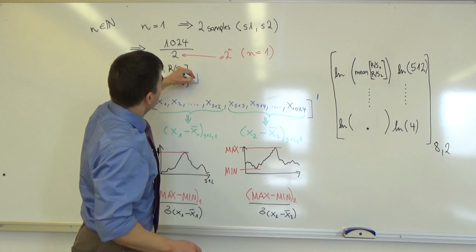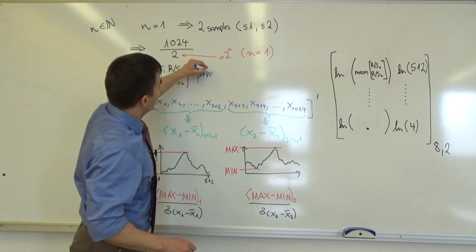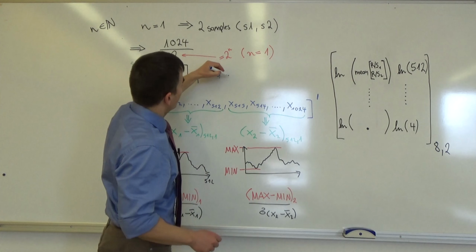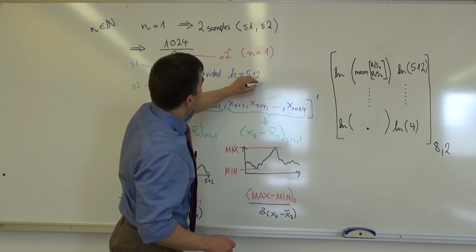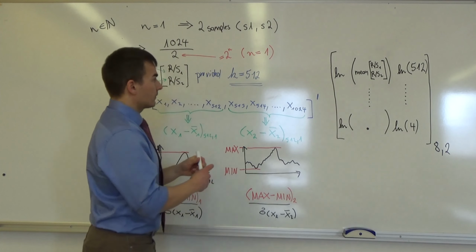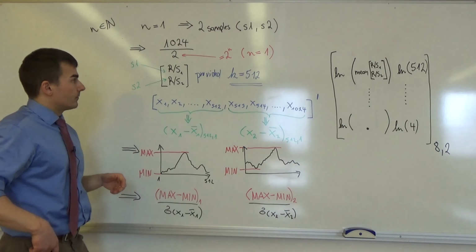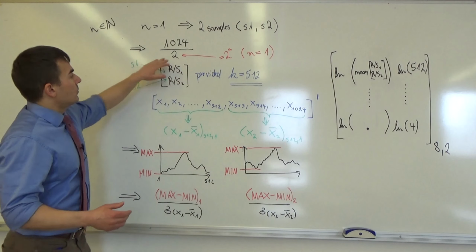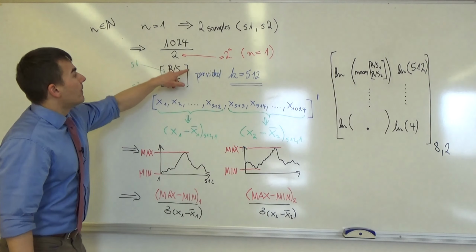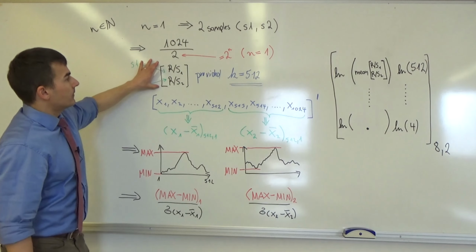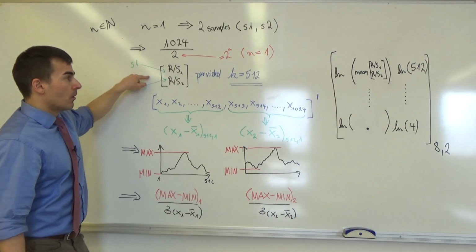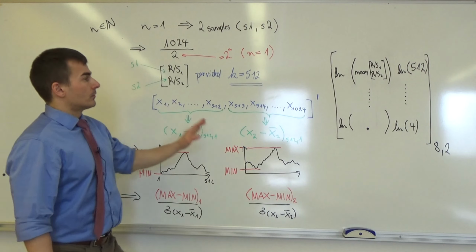So provided K is equal to 512, because that is the corresponding size of the cluster. So what do we have to do? We have to take the average, so the mean of that vector here, and take the natural logarithm. This is what we have done here.